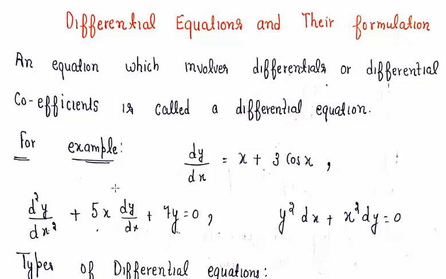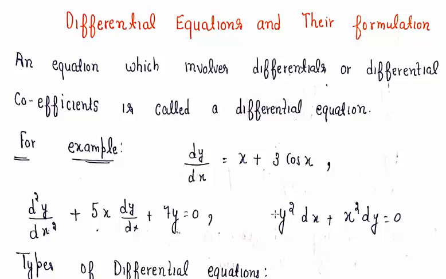So let us suppose one more example, d square y over dx square plus 5x dy over dx plus 7y equals 0. This equation also involves derivatives. D square y over dx square is a derivative, dy over dx is a derivative. So this is another example of a differential equation.